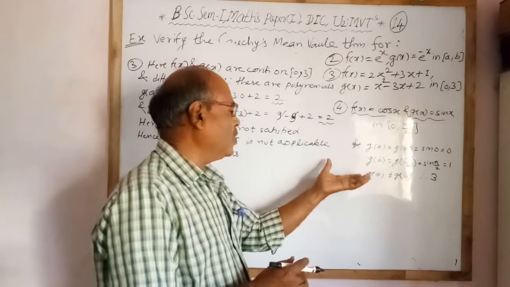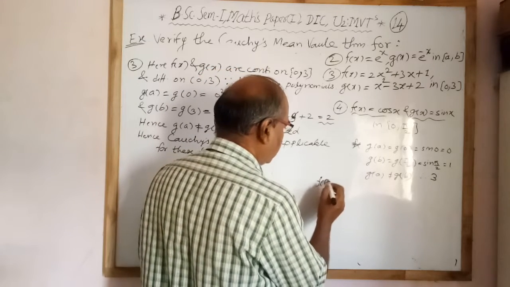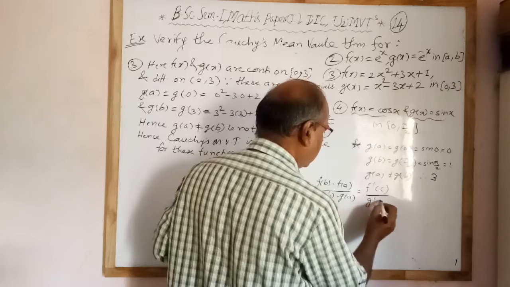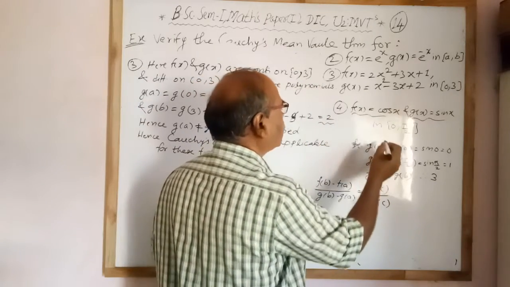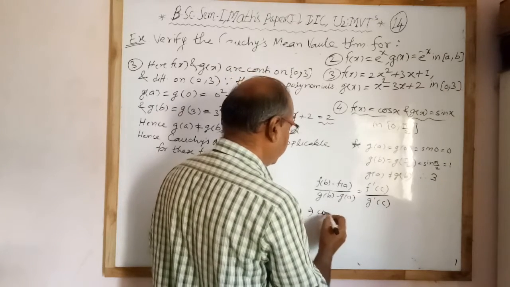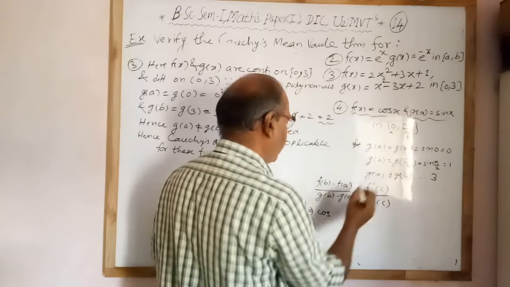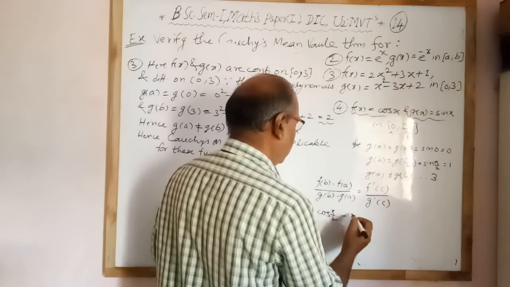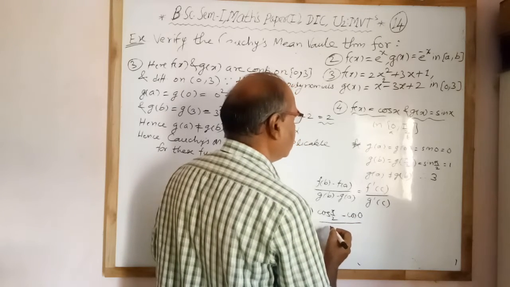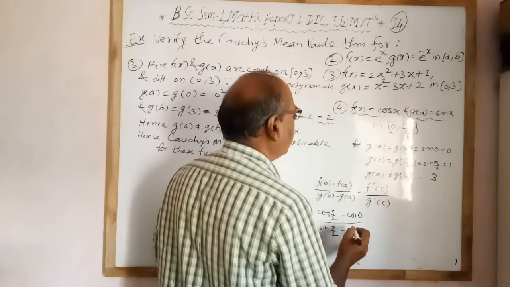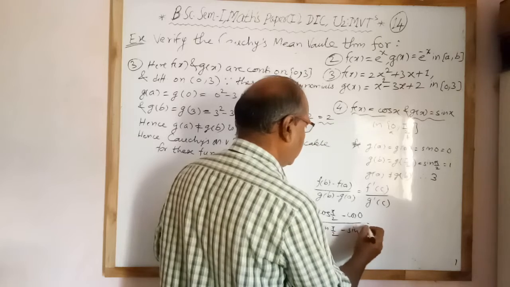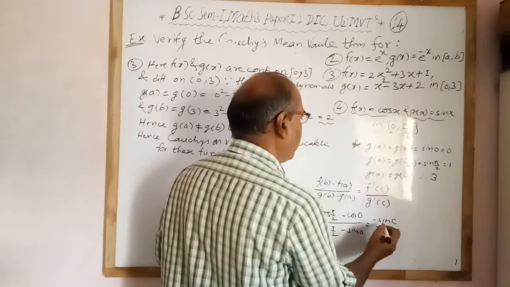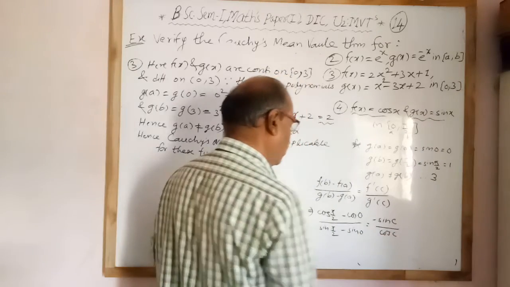Therefore according to Cauchy's mean value theorem, we have f of b minus f of a divided by g of b minus g of a equal to f dash of c divided by g dash of c. f of b means cos of pi by 2, minus f of a, cos of 0, g of b, sin pi by 2, minus g of a, sin 0. f dash of c, derivative of cos x, minus sin c, divided by g dash of c, derivative of sin x, cos x, therefore cos of c.